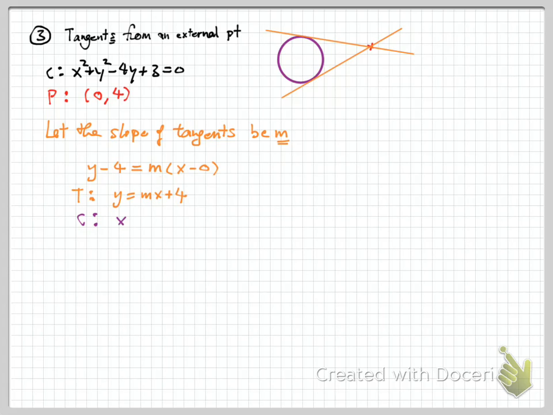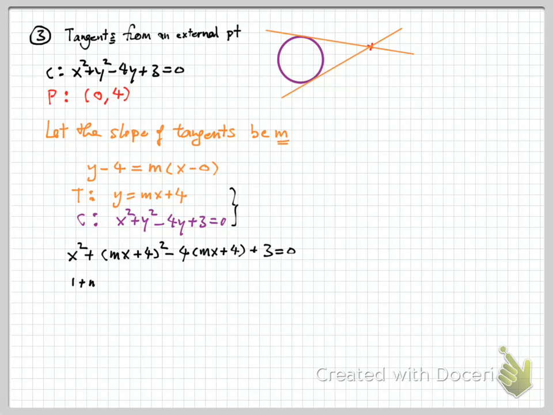Then in the next step, we try to combine the tangent with the circle. Remember, the circle is x squared plus y squared minus 4y plus 3 equals 0. Combining them, we should get a zero delta. So let's do the combination: x squared plus y squared, where y is mx plus 4, minus 4y, where y is mx plus 4, plus 3 equals 0. Upon simplification, we have (1 plus m squared) x squared plus 4mx plus 3 equals 0.